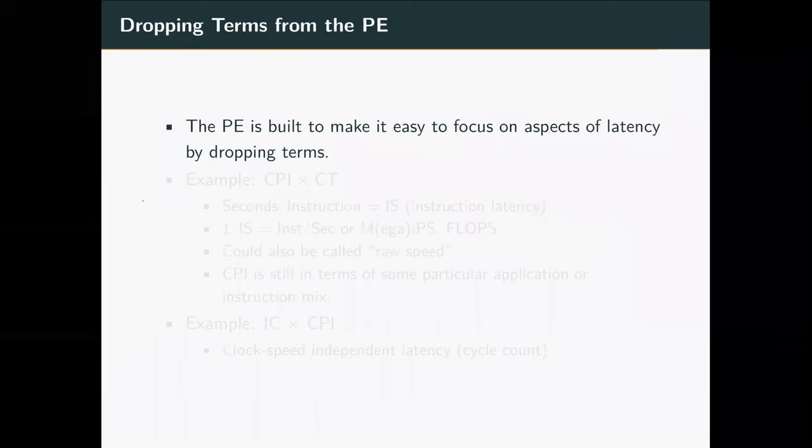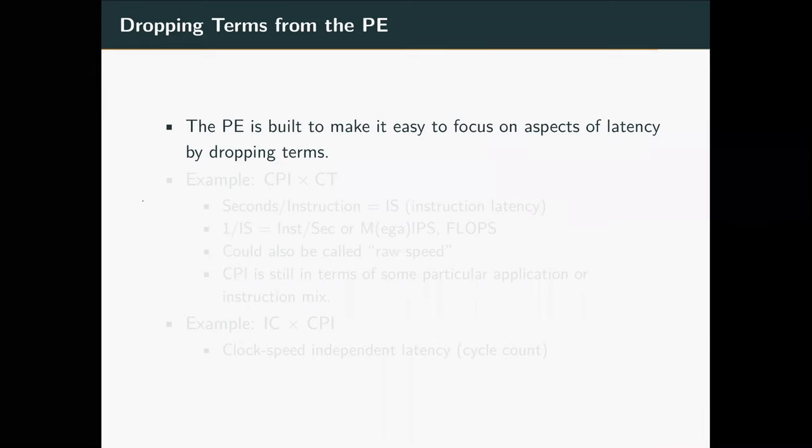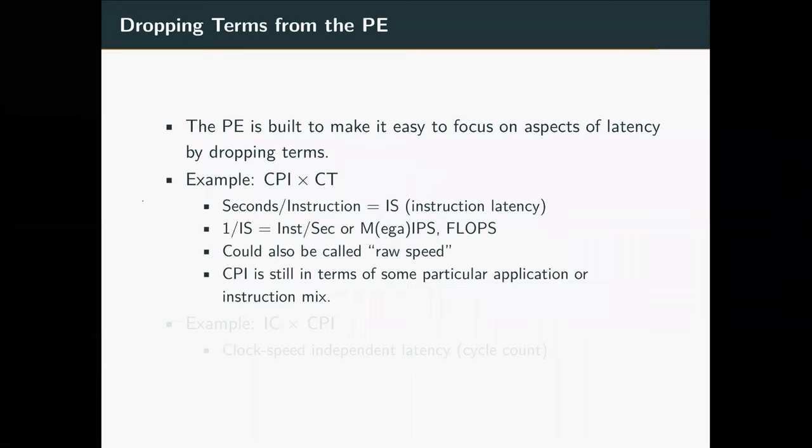We can drop terms from our performance equation, not just for speedup comparisons. Sometimes this is a common application of just getting rid of terms, right? We know they're going to be constant, so we just get rid of them. But we can also do it for focusing on specific parts of the latency. So for example, we can get rid of instruction count, and we only have CPI and cycle time.